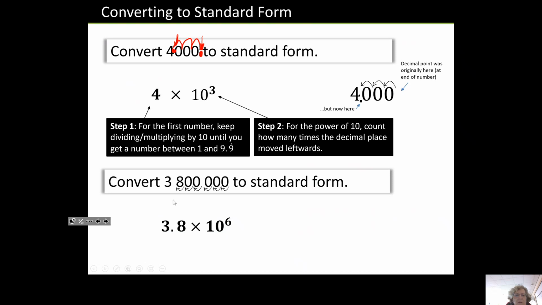So the decimal point in 3.8 is there between the 3 and the 8. So we'll just do it as a blob there. The decimal point really in 3,800,000 is there. And you can see the little arrows showing that there are 6 jumps between 3.8 and 3,800,000. So that in standard form is 3.8 times 10 to the power 6.